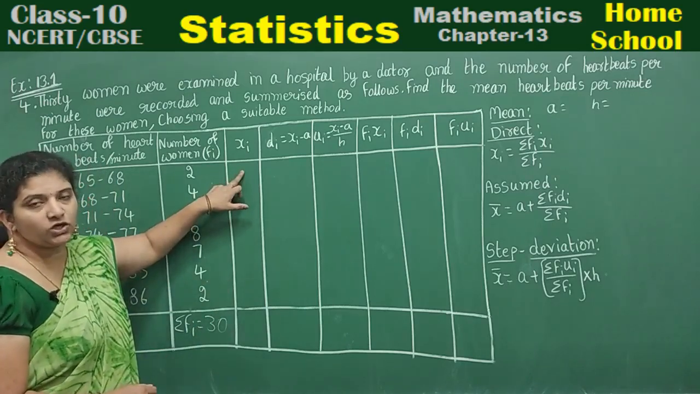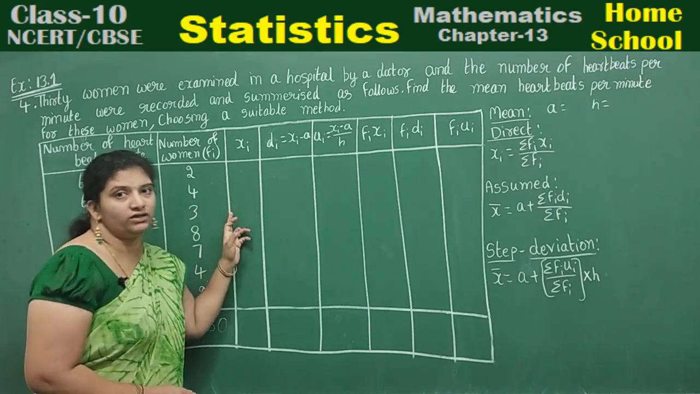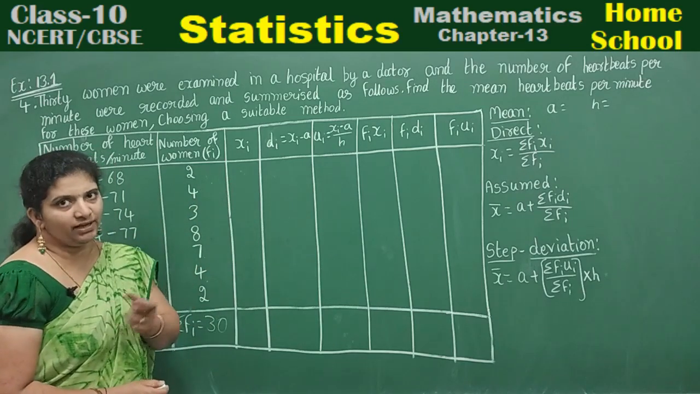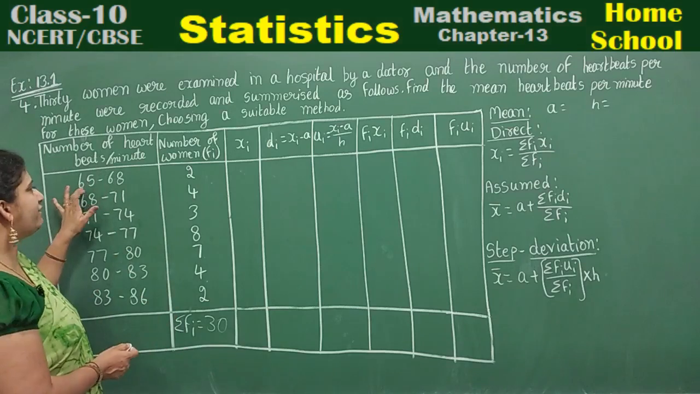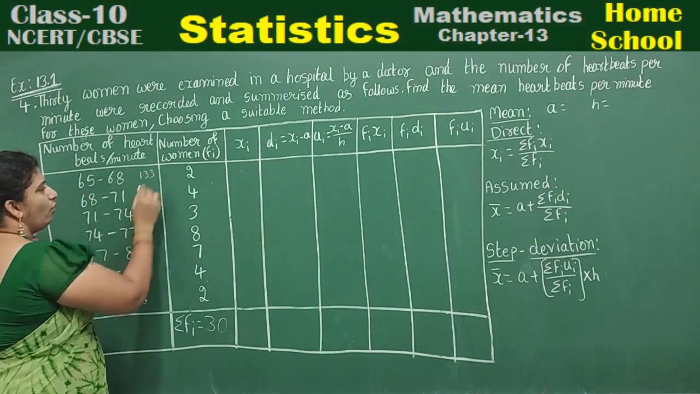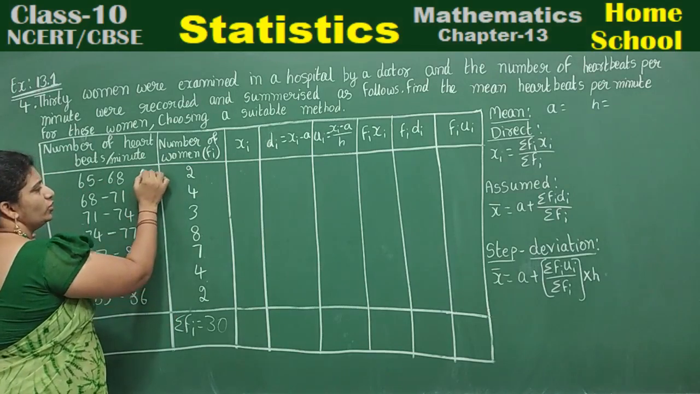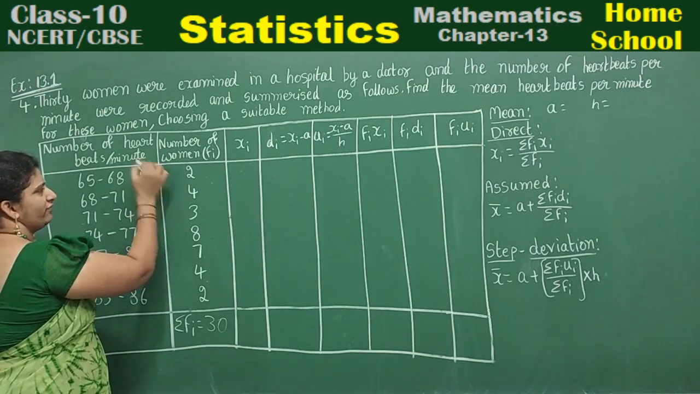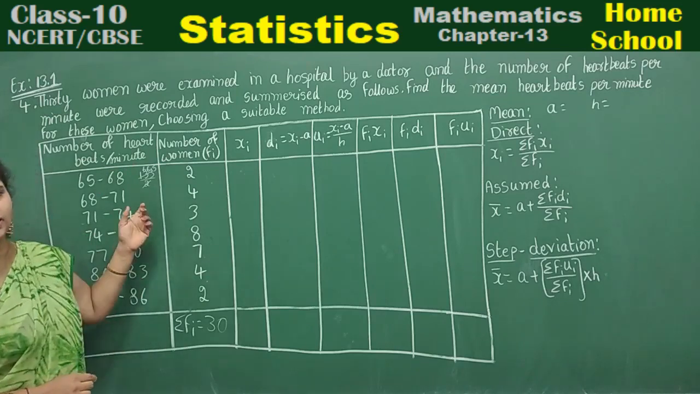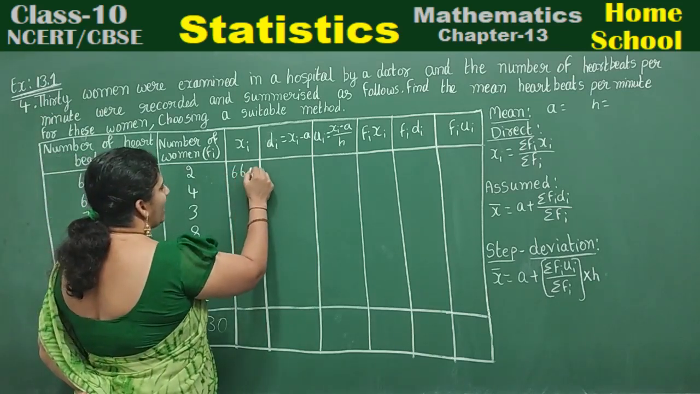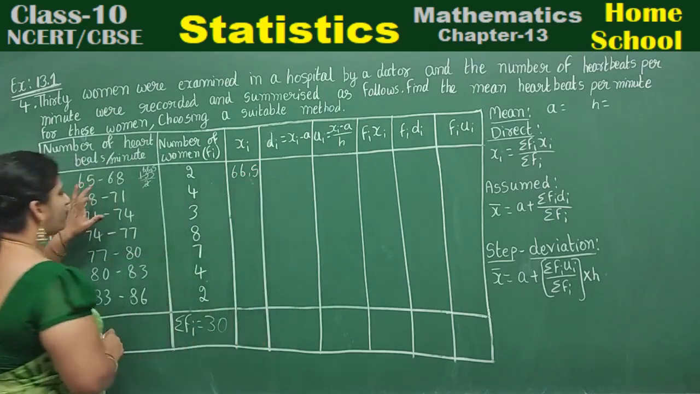Next column, score, class mark. How do you get the class mark? Lower limit plus upper limit by 2. 65 plus 68, it will be 133. 133 by 2. 2 6s are 12, 2 6s are 12.5. So you are going to get a decimal value as the class mark. No problem, take it as it is, 66.5.